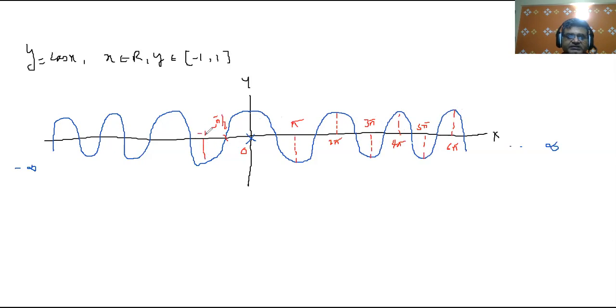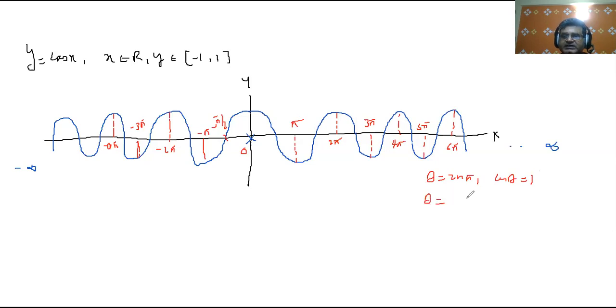This is minus pi. And this is minus 2 pi. This is minus 3 pi. Likewise, this is minus 4 pi. So you can see when theta is 2 pi, 4 pi, 6 pi, it means when theta is an even multiple of pi, then cos theta is equal to 1.